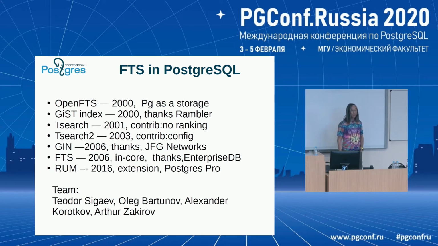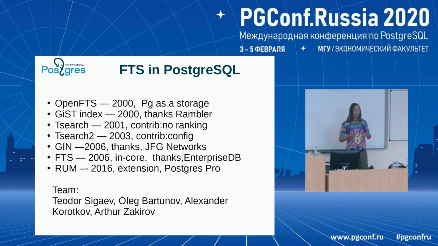So in 2000 we made OpenFTS, and it is to be noted that we made this FTS vector and we did it with Perl. We did it externally. So OpenFTS is Perl-based scripts, and it created a document and stored it in Postgres. In Rambler, we made the first GiST index, then we made ranking, then we made tsearch2.